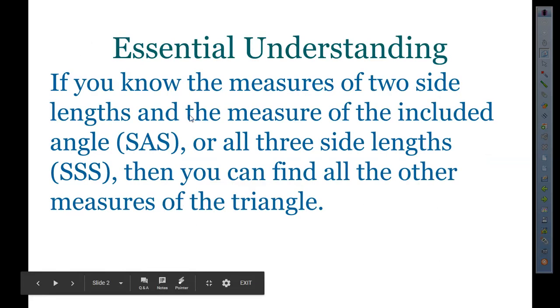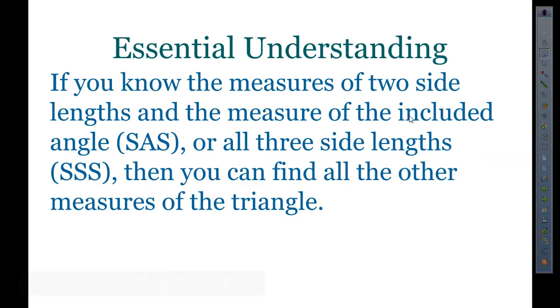So, first thing, if you know the measures of two side lengths and the measure of the included angle, like side angle side, or all three side lengths, side, side, side, then you can find all the other measures of the triangle by using the law of cosines.